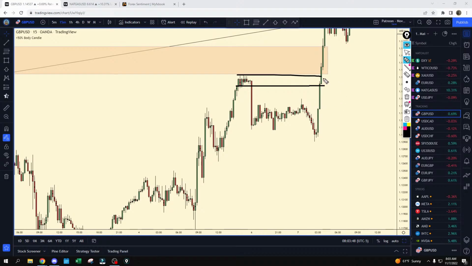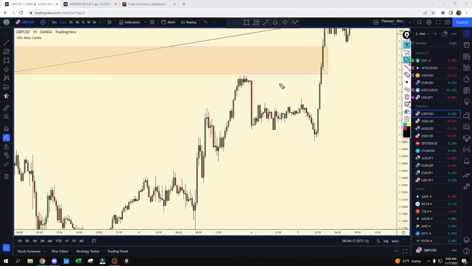Obviously, if he took this supply zone, price blew right through. But I personally would not have taken this supply zone for a few reasons, and here's why. If you look at this area where the basing was for supply, you can clearly see 1, 2, 3, 4, 5, 6, 7, 8 candles. So there's 8 candles in that basing, which means, in my opinion, it's not really good basing.